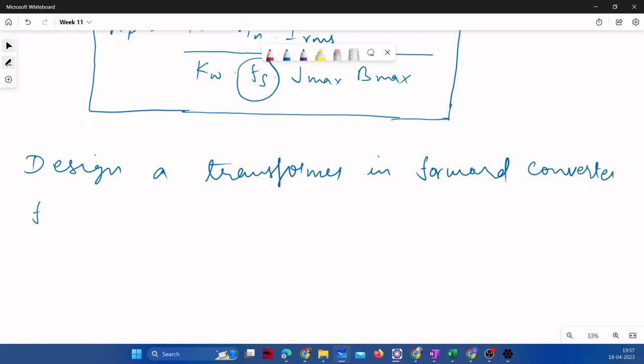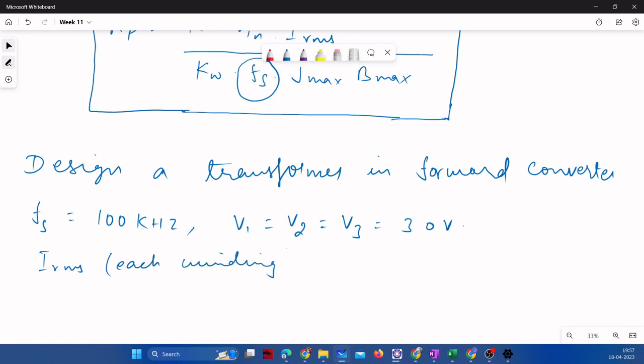whose parameters I am providing: 100 kilohertz of switching frequency. V1, V2, V3 are all equal, 30 volt. RMS current in each winding, all those three windings, is 2.5 ampere. Okay, you can choose Bmax same as in the upper problem, 0.25 Tesla, and Jmax you can select at a slightly reduced 5 ampere per mm square.